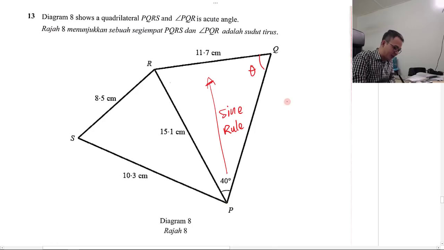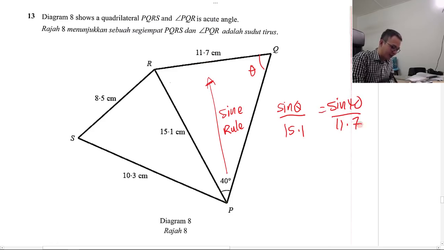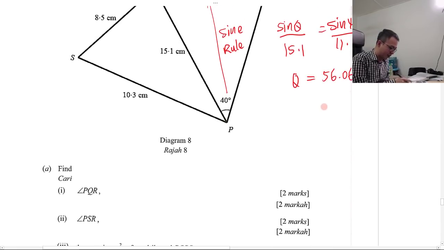So the sine rule means what? I'm going to do sine Q over the opposite length, 15.1, equals sine 40 over the opposite length, 11.7. Then I can get the angle Q easily. Make sure your calculator is changed back to degrees. In this case, sine 40 over 11.7 multiply 15.1, and then I will shift sine my answer. I get 56.06 degrees. Of course you write it properly, so equals 56.06 degrees.